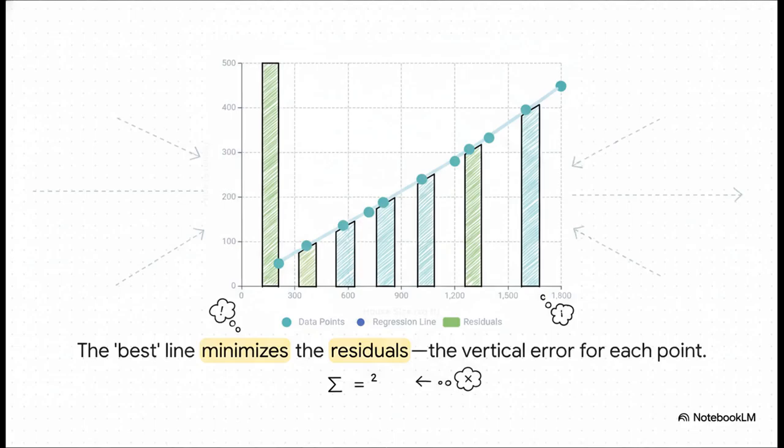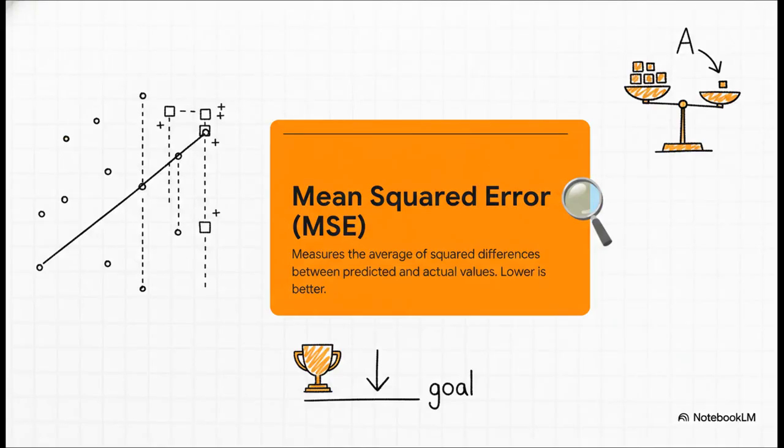For every single one of our dots, our actual houses, there's a little gap between it and the line we drew. That vertical gap is called an error, or a residual. The best line, then, is simply the one that makes the total of all those little error gaps as small as humanly, or I guess mathematically possible. And to give this a proper name, we use a score called mean squared error, or just MSE.